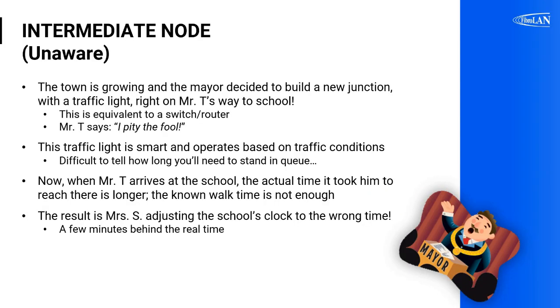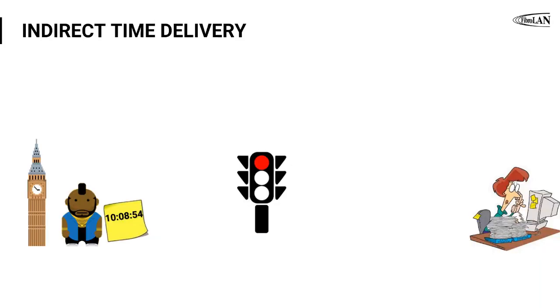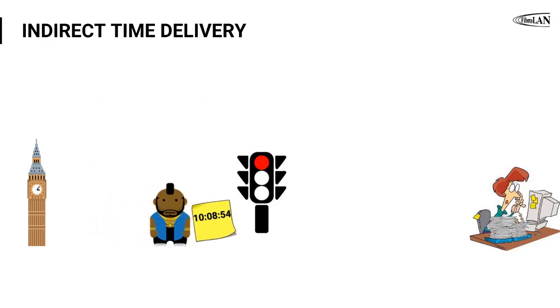To illustrate the impact of introducing a PTP unaware switch to the network in this analogy, let's assume the town is growing and the mayor decided to build a new junction, with a traffic light, right on Mr. T's way to school. This is equivalent to an unaware switch or router. The new traffic light is smart and operates based on traffic conditions. So it's difficult to predict how long it takes to stand and wait for it to change.